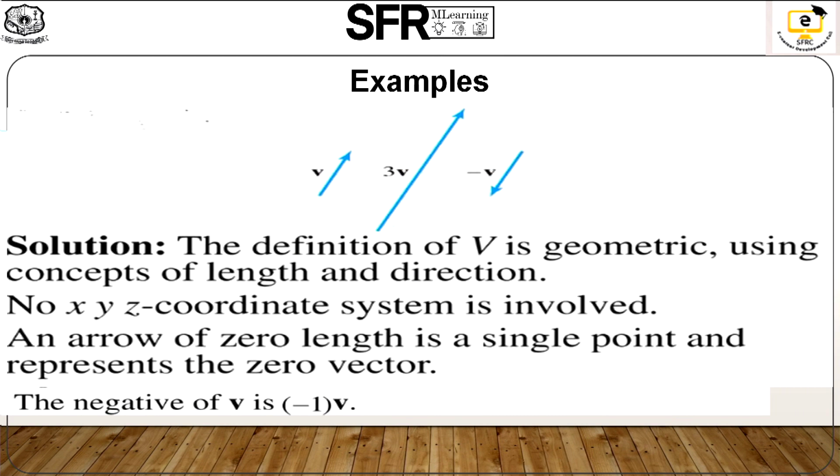In these figures, the first figure, an arrow, is just a vector with a direction. In the next figure, we have 2V, where 2 is a scalar magnitude and V is a vector. Therefore, it is 2V. Next is the opposite direction of the vector V, noted as minus V, that is, the negative of V is minus 1 times V. The arrow of 0 length is a single point and it represents the 0 vector. The 0 vector is very important in a subspace because it should satisfy the conditions.